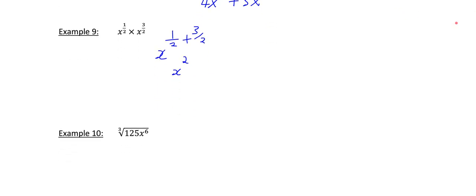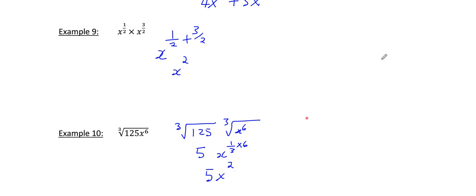Now if you have a cubed root on the outside of 125x to the power of 6, the easiest way is to separate this into two separate cubed roots. So the first one being 125 and the second one being x to the 6. Now the cubed root of 125 is just 5, and now x would be a third times 6, because the cubed root can be written as 1/3. So that answer would be 5x to the power of 2.